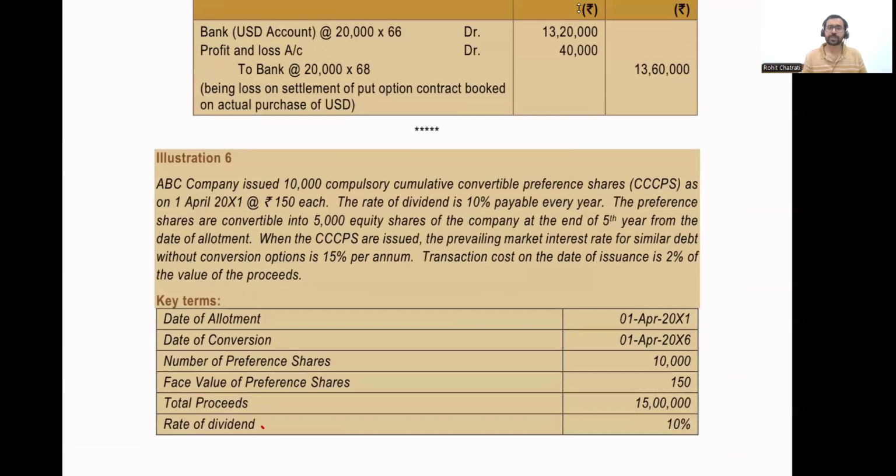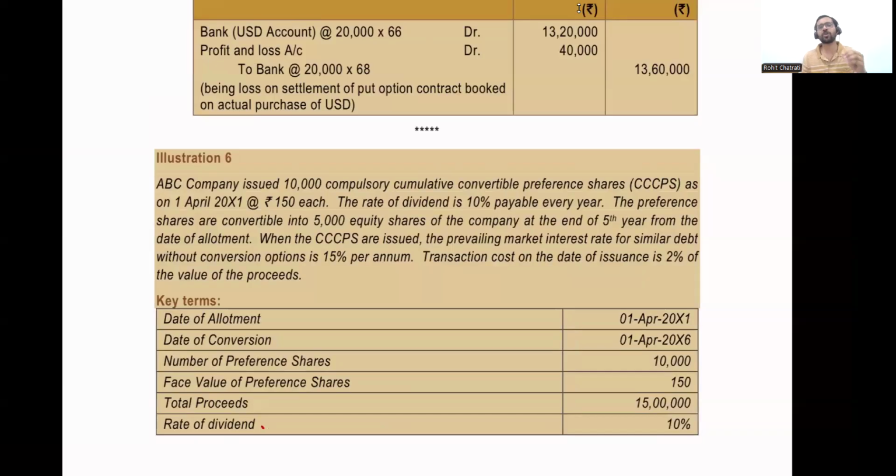Let's now do illustration number 6 of the comprehensive illustration section. Now, illustration number 6 actually requires you to apply the concept of effective interest rate. Effective interest rate is a topic that is covered under the recognition of financial assets and financial liabilities at amortized cost. And over here, we are going to apply that topic. So, you will absolutely understand illustration 6 if you know the effective interest rate topic already.